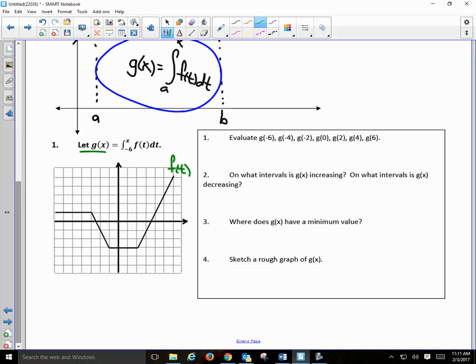We're going to look at g of negative 6. So g of negative 6 means negative 6 goes in for x. So we're going to look at the integral from negative 6 to negative 6. Remember, the integral represents the area bounded beneath the function between those two values. So the integral from negative 6 to negative 6, is there any area that you get there? There's no area. The height is 1, but there's no area. G of negative 4 means that integral bounded from negative 6 to negative 4. So now I'm looking from negative 6 over to negative 4. How much area is bounded there? 2 units.